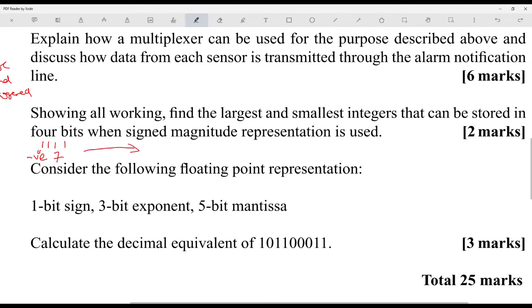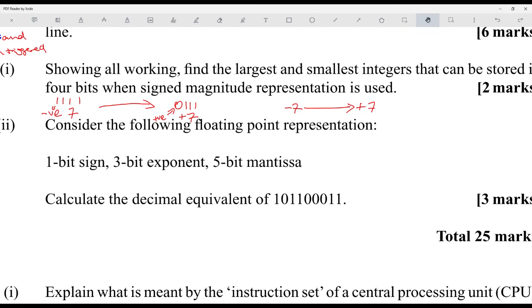And then the highest number that I could represent would be 0, 1, 1, 1 because it'll be positive 7, because this here will be positive. So basically negative 7 all the way up to positive 7. That's when you use sign and magnitude, because you're just taking the first bit as the sign and then for the other 3 digits you're just calculating the normal binary value, the normal decimal value. So shouldn't be a problem there. Alright, good.